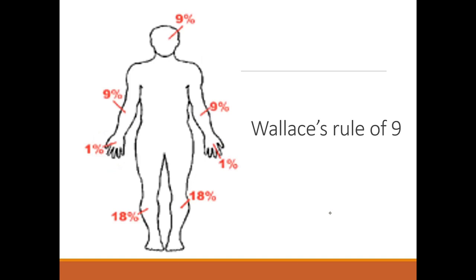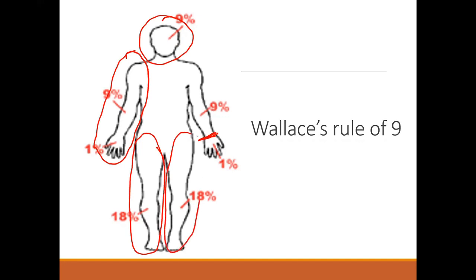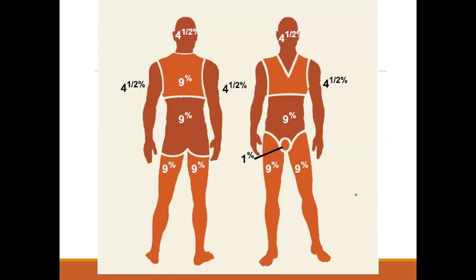Now, to assess the extent of burns, use Wallace's rule of nines. The head and neck is 9%. The upper limb is 9%. You can see the palm is 1%. The lower limb is 18%. Anterior trunk 18, posterior trunk 18. You can see how you can further break down both the anterior and the posterior view when you are estimating, and the perineum is 1%, all making 100%.